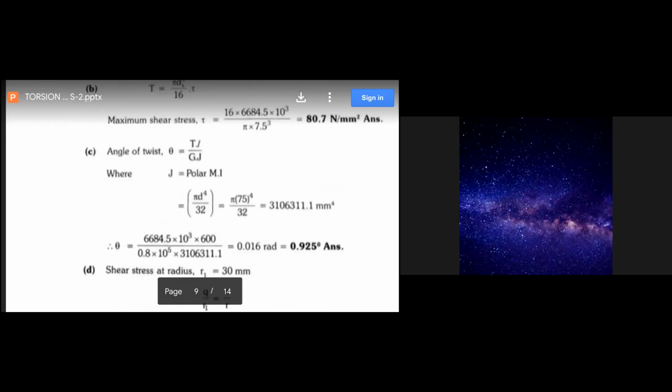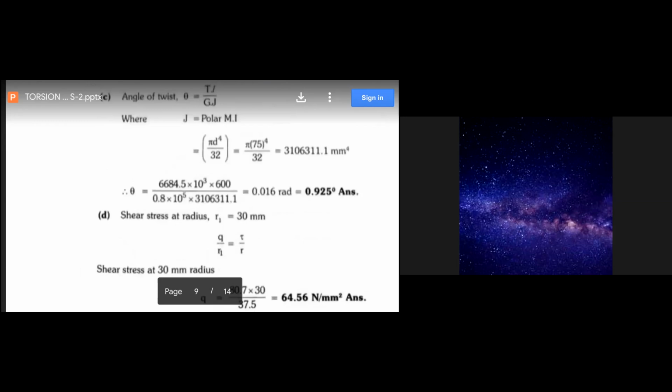Substitute that J value in the angle of twist formula, that is theta is equal to T value, 6684.5 into 10 cube, into L, which is 600, by G value, which is given as 0.8 into 10 power 5, into J value. Substituting the J value, we will get the angle in radians, 0.016 radians. Convert that into degrees, we will get 0.925 degrees.